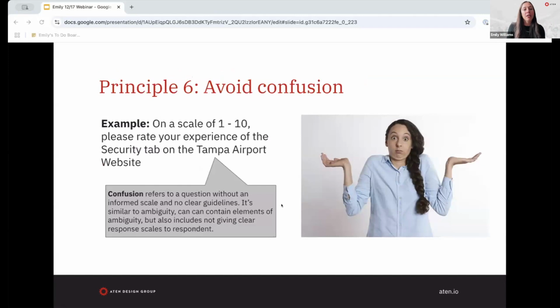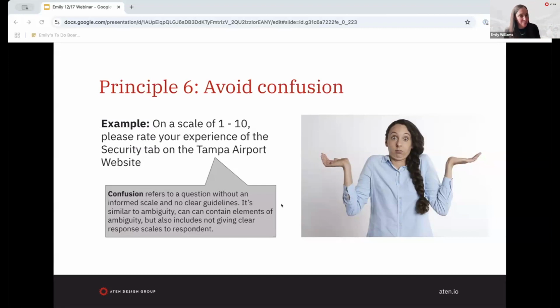Principle number 6, avoiding confusion. So on a scale of 1 to 10, please rate your experience of the security tab on the Tampa Airport website. And maybe you give them a scale, maybe it's like 1 through 10, but you haven't given them a direction, right? You haven't said 1 is terrible, 10 is fantastic. We might assume that, but we don't want to do that, because if we haven't been explicit, and again, we can ask the person what they were thinking when they responded to that, then the data is very noisy and you can't really trust it.